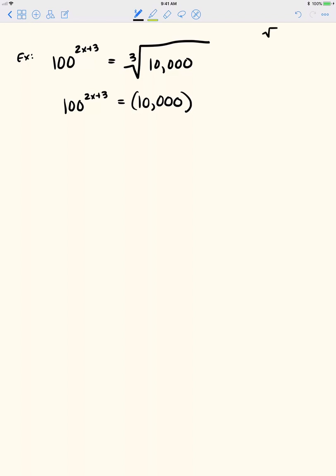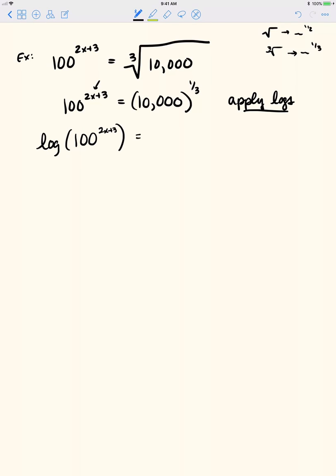So if you remember, square root was a power of a half. If it's a cube root, it's a power of a third. So we can rewrite the cube root of 10,000 as 10,000 to the 1/3 power. And now that the variable I'm trying to solve for is in an exponent, I can apply logarithms to both sides. It's alone, that term, so I'll apply logs. So do the log of 100 to the 2x plus 3 power equals log of 10,000 to the 1/3 power.